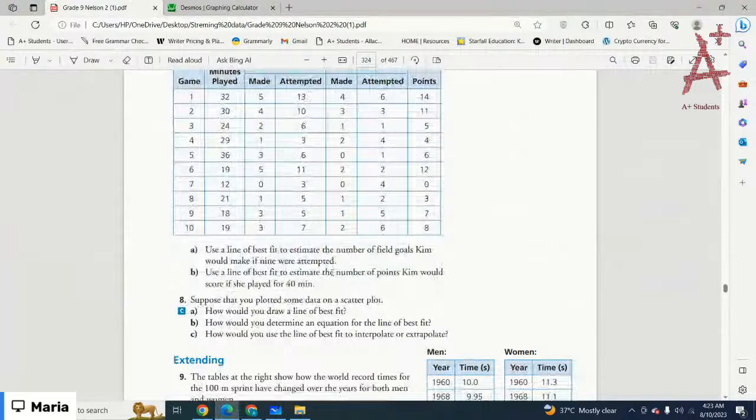Whenever you have to sketch a line of best fit, what would you do? You have to see the line closest to all the points and keep an equal number of points on each side of it, right? I would sketch a line of best fit by drawing a line that's closest to all the points and keeps an equal number of points on each side of it, right? How would you determine an equation for the line of best fit?